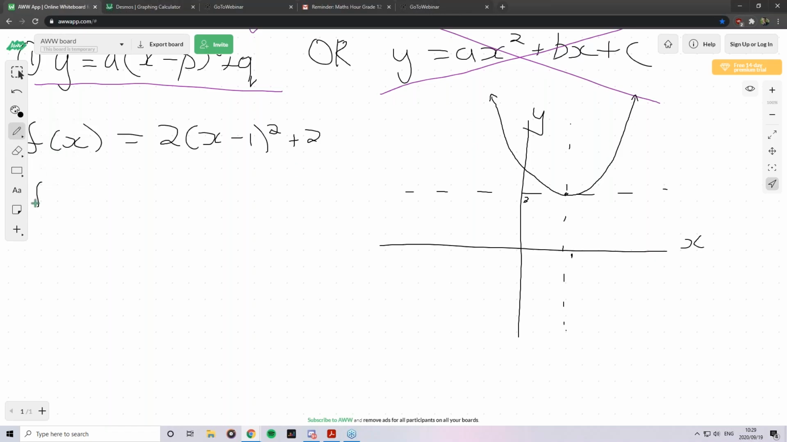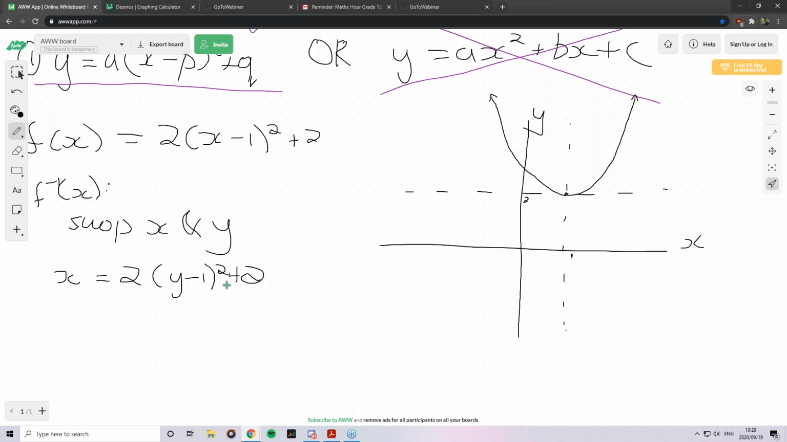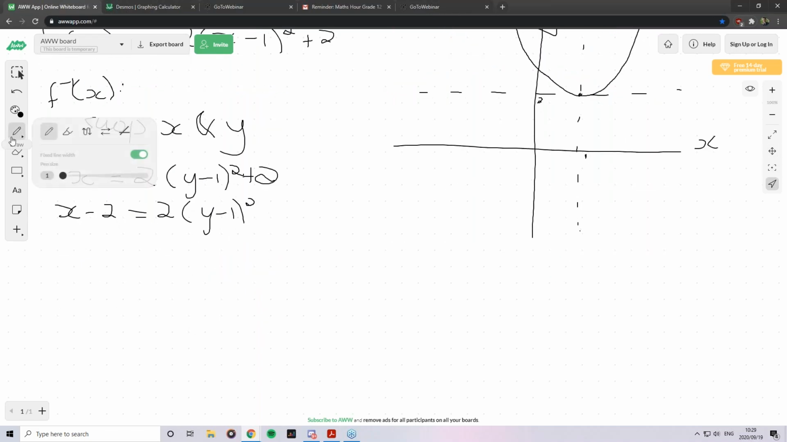Now, to find the inverse, nothing really changes. All that we do is we swap x and y. You're more than welcome to write this in your exam: just swap x and y. So this becomes x is equal to 2(y minus 1) squared plus 2. Now, we can do a bit of algebra here. This is just x minus 2 is equal to 2(y minus 1) squared. All I did was subtract 2 from both sides. Now, this becomes (x minus 2) over 2 is equal to (y minus 1) squared. Again, I just divided by the 2 on both sides.